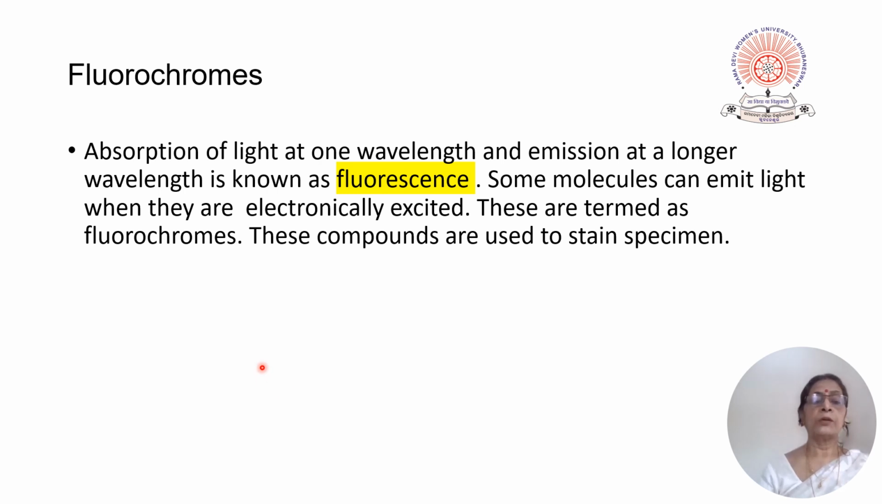Absorption of light at one wavelength and emission at a longer wavelength is called as fluorescence. Some molecules can fluoresce. When they are electronically excited, they release the extra energy in the form of fluorescence or phosphorescence, and these molecules are called as fluorochromes. And fluorochromes are used to stain the specimen in fluorescence microscopy.